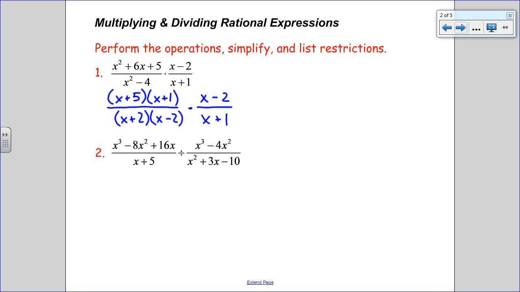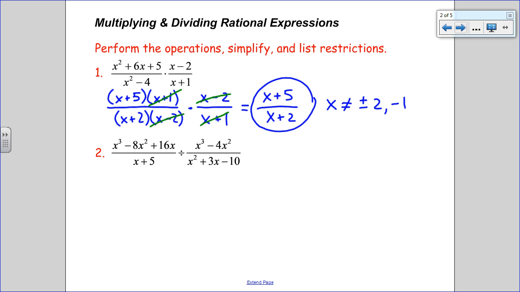As when multiplying with rational numbers, we can simplify common factors before multiplying. We can remove the common factor x plus 1 from the numerator and denominator, and also the common factor x minus 2. This leads to our answer, the quantity x plus 5 over the quantity x plus 2. In order to identify the restrictions, we need to look back at the original rational expressions prior to multiplication, and we see that there are three values of x that would make one or the other of the denominators equal to 0. So the restrictions are that x cannot equal positive or negative 2 and negative 1.